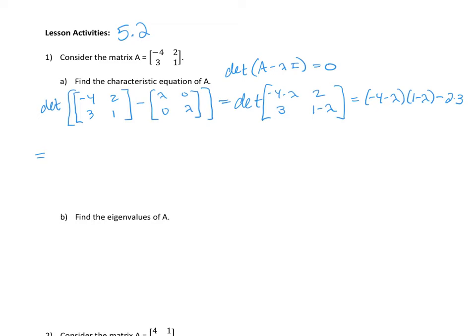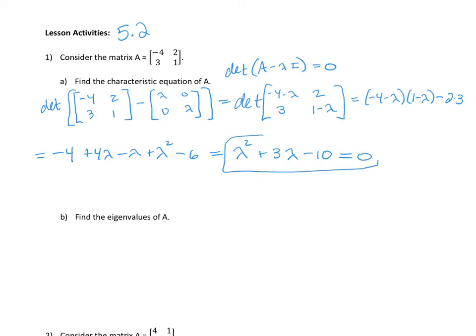Simplify this a bit. I'm just going to FOIL here. I get -4 plus 4 lambda minus lambda plus lambda squared minus 6. Combine like terms, and I'm going to write it in descending powers of lambda. So lambda squared plus 3 lambda minus 4 minus 6 is minus 10. And I'm going to set that equal to 0. That is my characteristic equation.